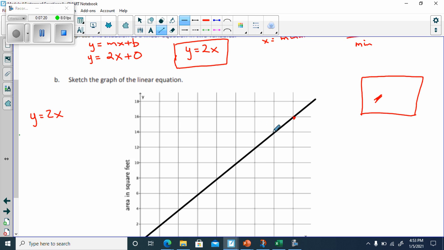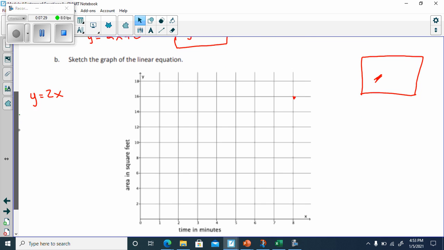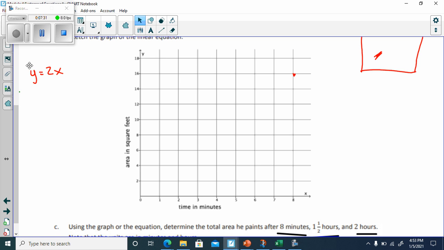I forgot to get rid of that. Hold on a second. Let me get rid of that. Okay. So y is equal to 2x. Let's plot this. We know this is our linear equation.